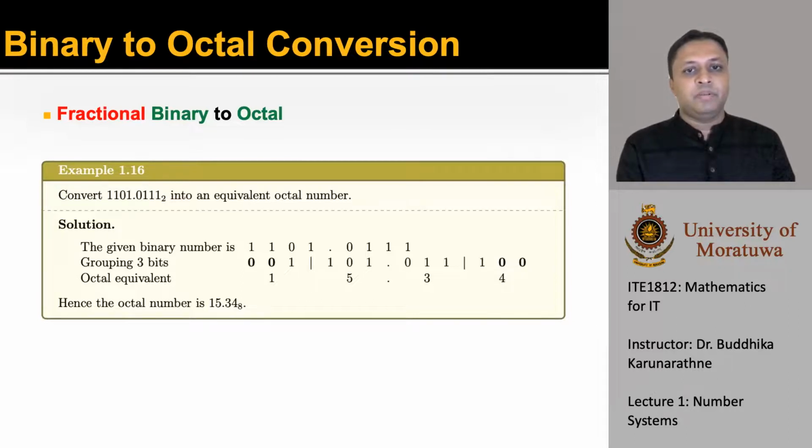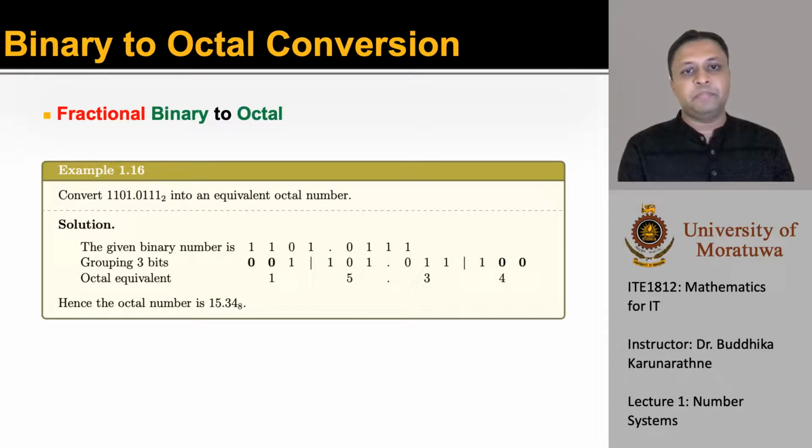And then another example on fractional, which has both fractional and integer parts, trying to convert them to octal. The procedure is similar. You write down the binary number, which has both integer and fractional parts. For the integer part, you start from the rightmost bit. But for the fractional part, there's a slight difference: you start from the leftmost bit. Okay, you start the grouping like that.